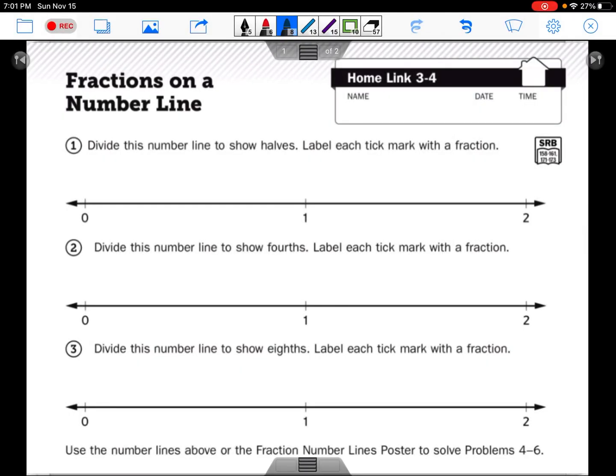Make sure you have your Home Links workbook open to page 67. Push pause, and then when you have page 67 in your Home Links workbook open and it looks like this, then go ahead and push play.